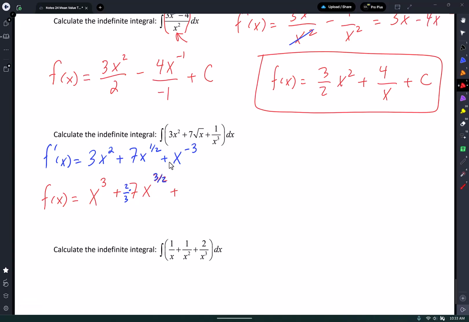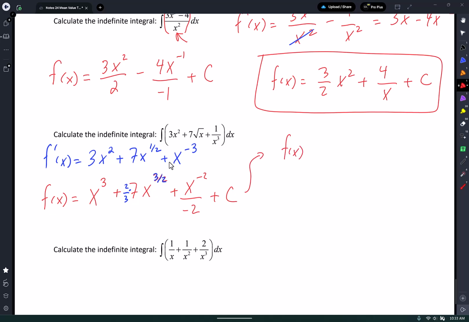Plus x to the negative 3, so I'm going to add 1. So that's going to be what? X to the negative 2 divided by negative 2. And then I put a plus what? C. All right, let's fix it. Did we go slow enough? Or should I go slower? Okay. All right, so here we go.